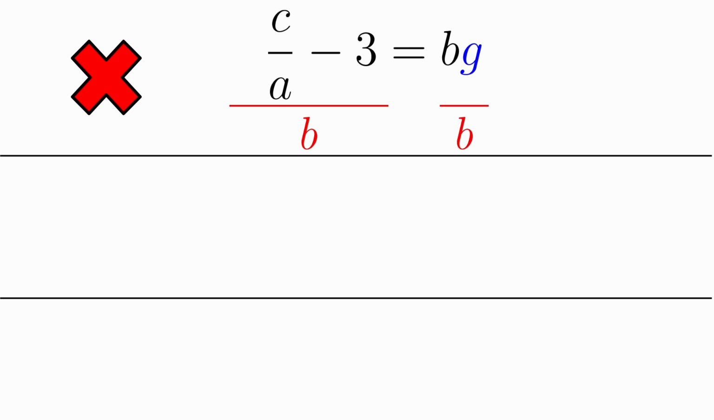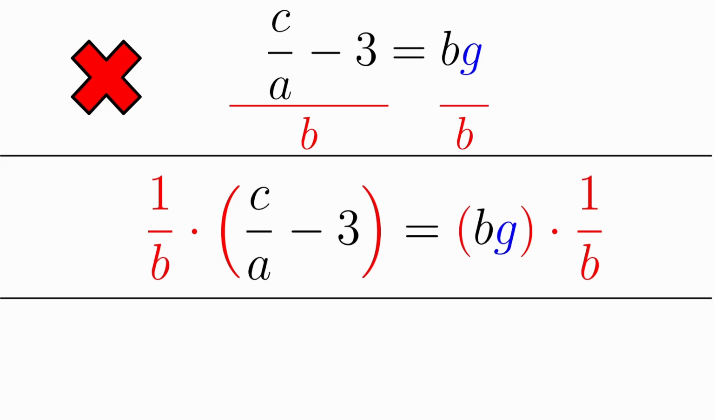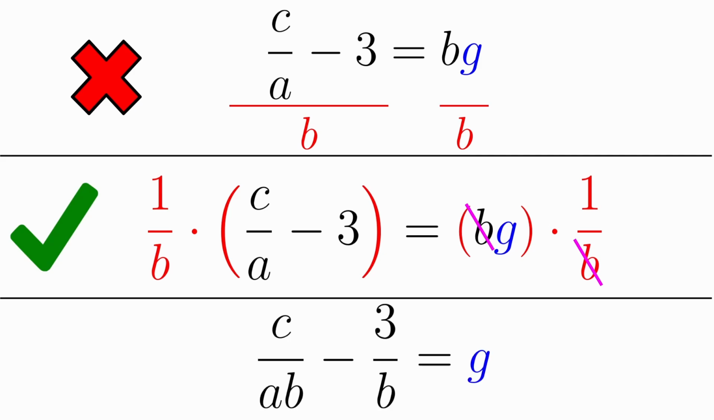So another way to write it, which will look neater, hopefully, to your eye, is we multiply both sides by 1 over b. That's the reciprocal of b. That's the same thing as dividing by b. That, to me, is much cleaner to look at. I can see that the b's will go away, and the b on the bottom will go to the denominator of each of those things. So we get c over ab minus 3 over b is equal to g.